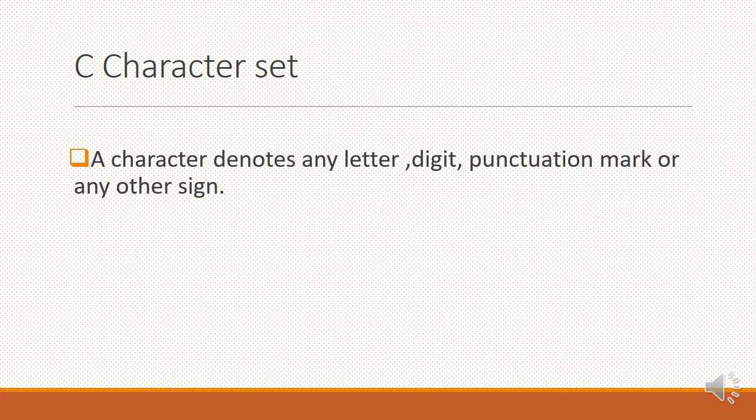That means which types of characters you can give for the C language. A character denotes any letter. Character is nothing but what you can see, what you can give to the computer, what you can use in your program. It may be a letter, a digit, a punctuation mark, or any other sign. So here also we are telling that you can use the letters.